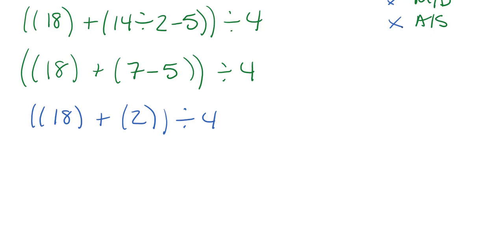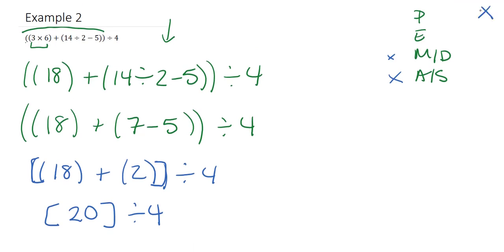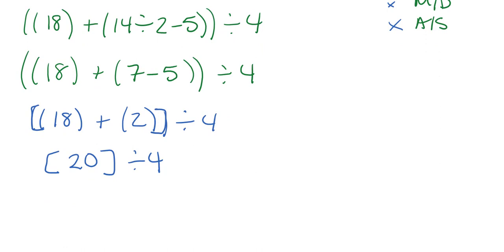So now we've done the subtraction in the smaller, inner parentheses. Now we can deal with the larger one. We have 18 plus 2. We only have one operation to do, and that's just adding. So 18 plus 2 is 20. Now we've done all the parentheses. There are no more exponents. There's only left to divide. So we just go 20 divided by 4, and what do we get? We get 5, and that is our solution for this problem.